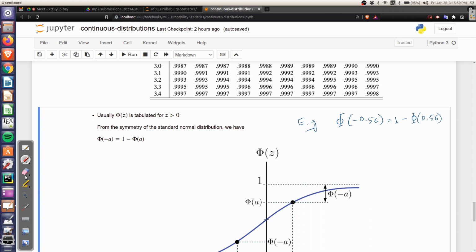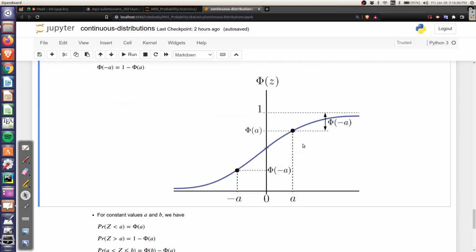So we can find the value of the CDF at negative values also. You can understand it very easily from here because of the symmetry of this problem. I want to find the value of the CDF at minus A. At minus A, it gives us this value, and at plus A, it gives us this value. This is phi at minus A. This is phi at plus A. This is 1, the maximum value is 1. If I take the difference between these two, this will be the difference, and you can see here it will be the same as this. That's how we are able to write this expression.